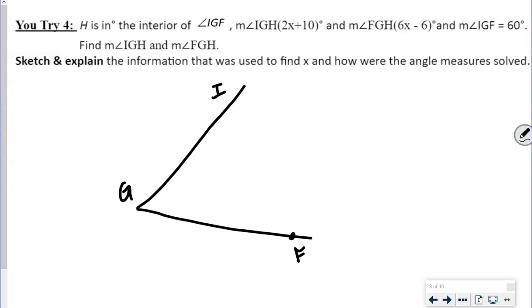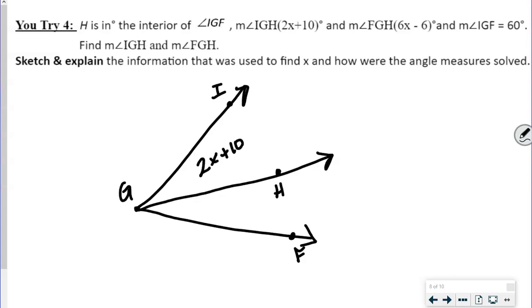Okay, there's some dots on here. Okay. And then I'm going to put this point H somewhere in here. I don't know where it is. I'm just going to draw it, put it somewhere in there just for the sake of drawing it. Then it tells me that IGH, that's my top angle, is 2x plus 10. It tells me the FGH, which is the bottom angle, is 6x minus 6. And then it tells me the whole angle IGF is 60.